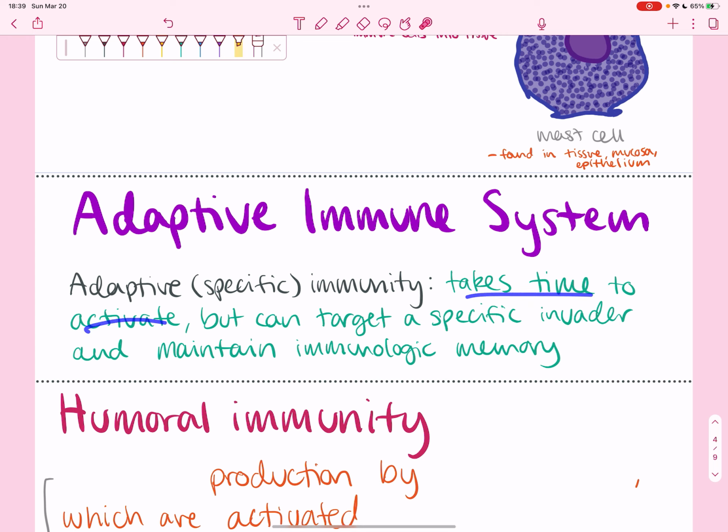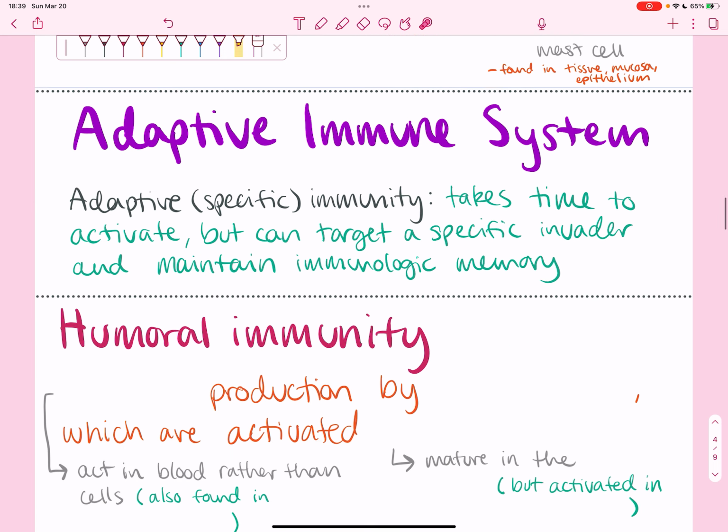Takes time to activate. I actually have a kind of diagram going over how the adaptive immune system works as a whole, and it'll make sense why it takes time to activate. And we'll get into how it targets specific invaders and the immunologic memory part of it.